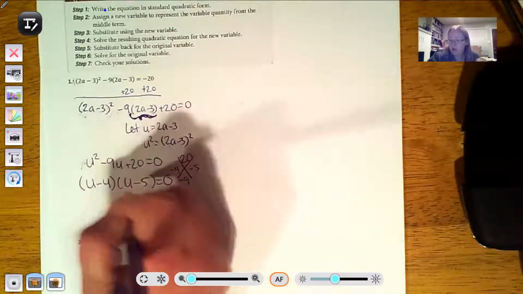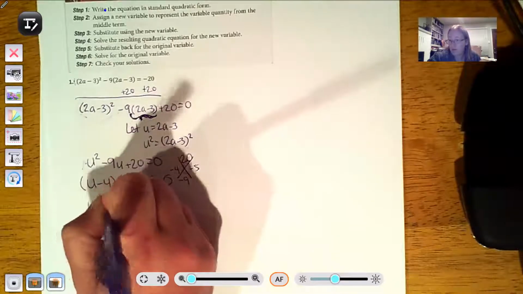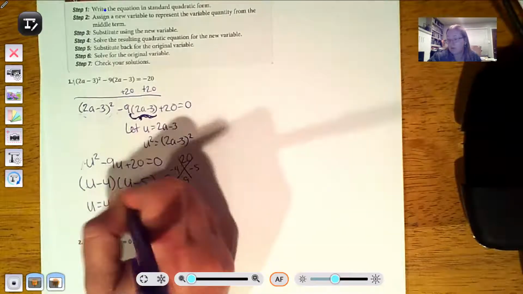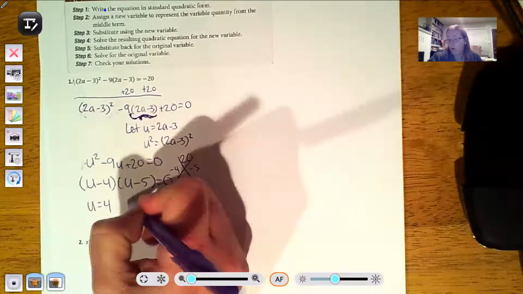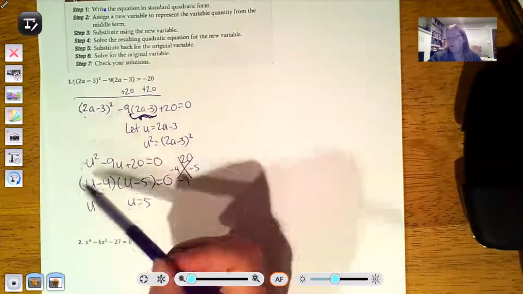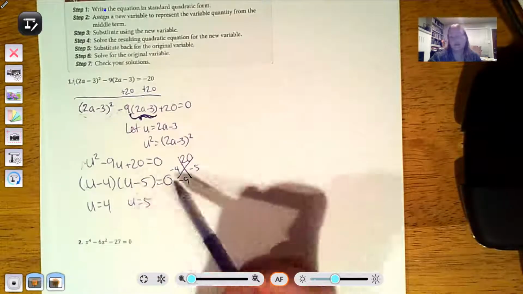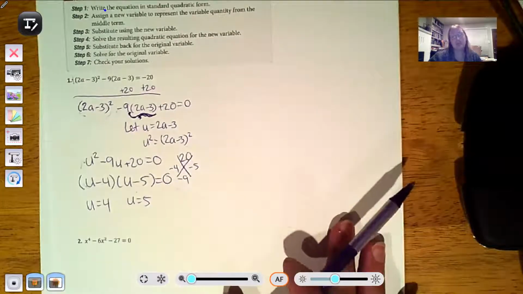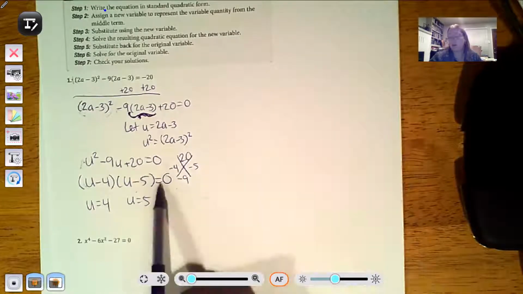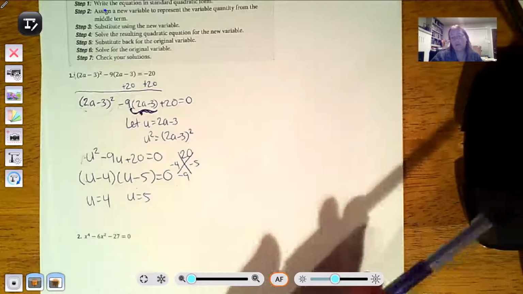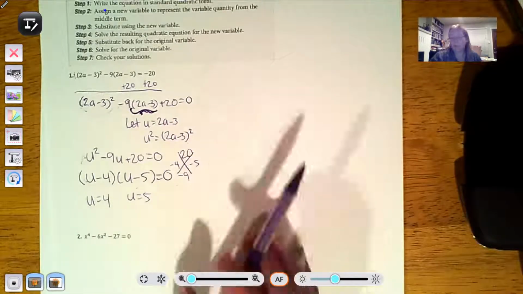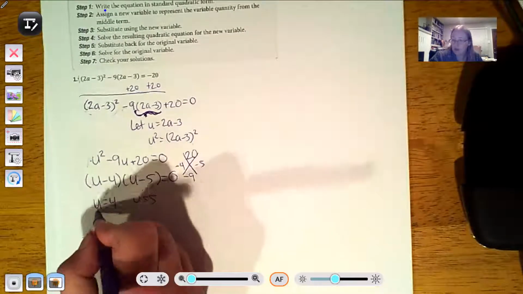So what makes this 0? The zero product property: if U is 4, 4 minus 4 is 0, times -1 would be 0. Or if U is 5, we'd have 1 times 0 equals 0. And so both of those would make this statement true. But I'm not trying to solve for U, I'm trying to solve for A. So I'm going to do back substitution.